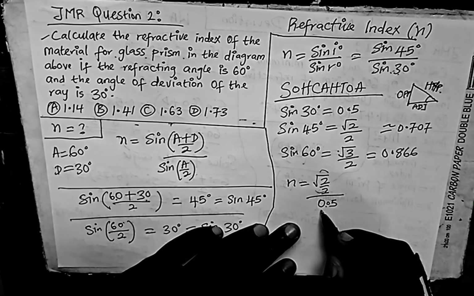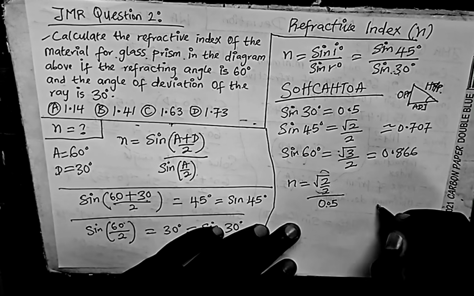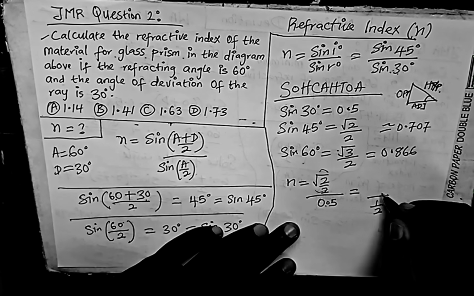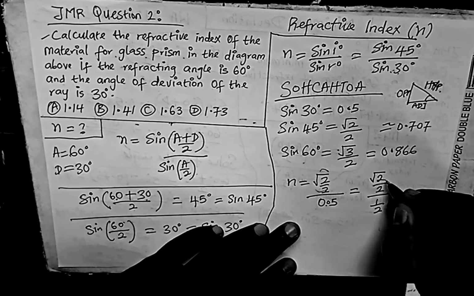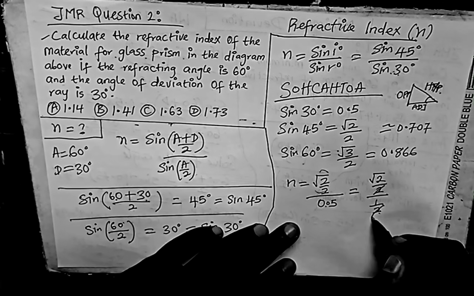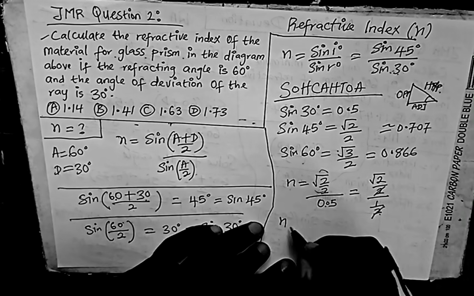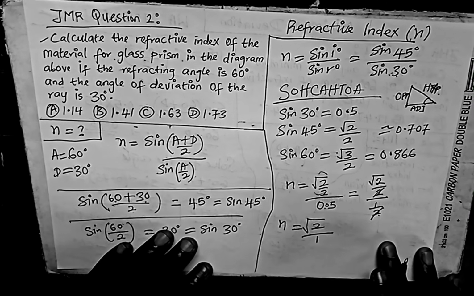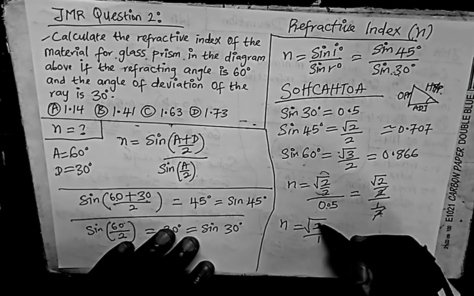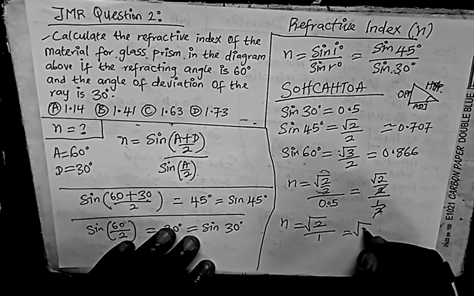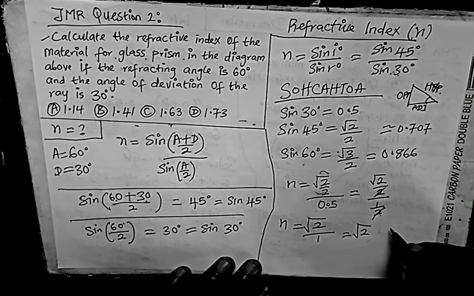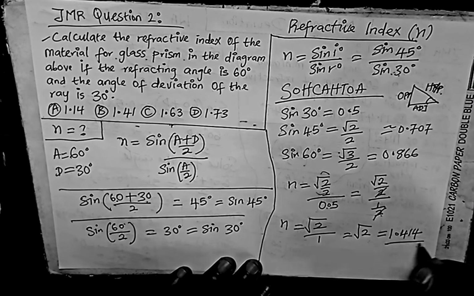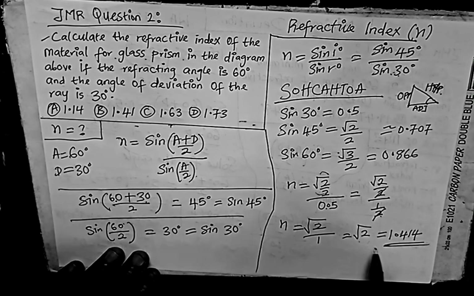We do this small one first before we finally divide. Remember, 0.5 means half, and half is equal to 1 over 2. So we put it over here as root 2 over 2 divided by 1 over 2, which is root 2 over 2 times 2. The 2s cancel, and we are left with refractive index equal to root 2 over 1, which is root 2. What is the square root of 2? Put it in the calculator and it gives 1.414 or so. So our final answer is either root 2 or 1.414.